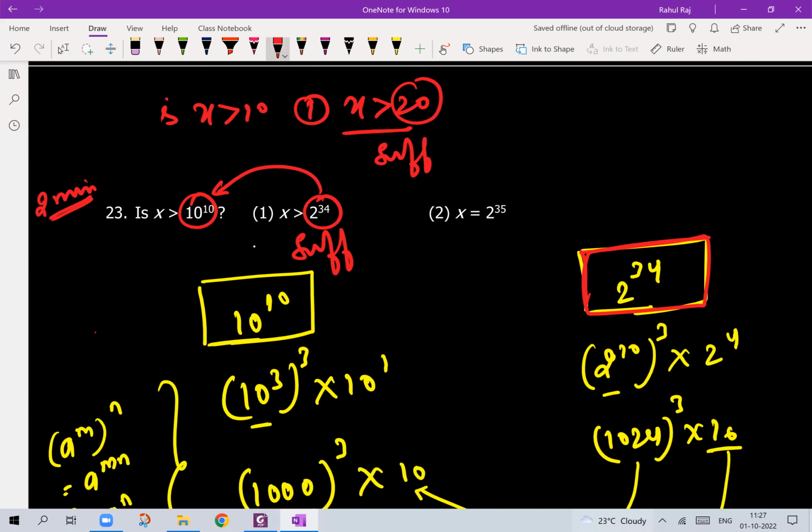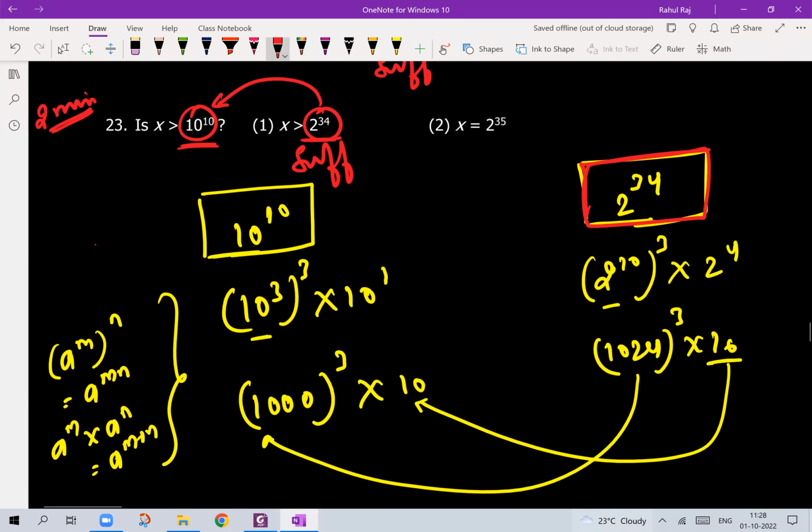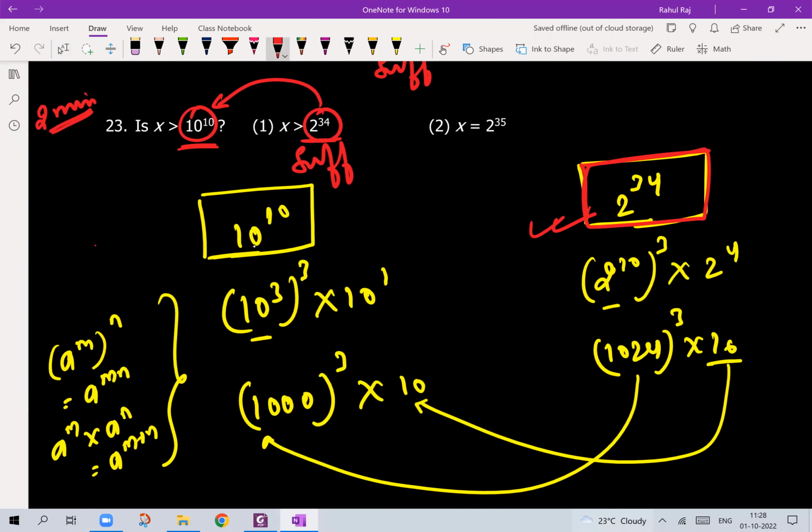Why? Because you know that 20 is greater than 10. But here what we are trying to do is match 2 to the power 10 and 2 to the power 34, which is greater? After our simplification, we come to the conclusion that 2 to the power 34 is greater. So this is sufficient in 1 second, and the other is anyway sufficient. So D is the answer.